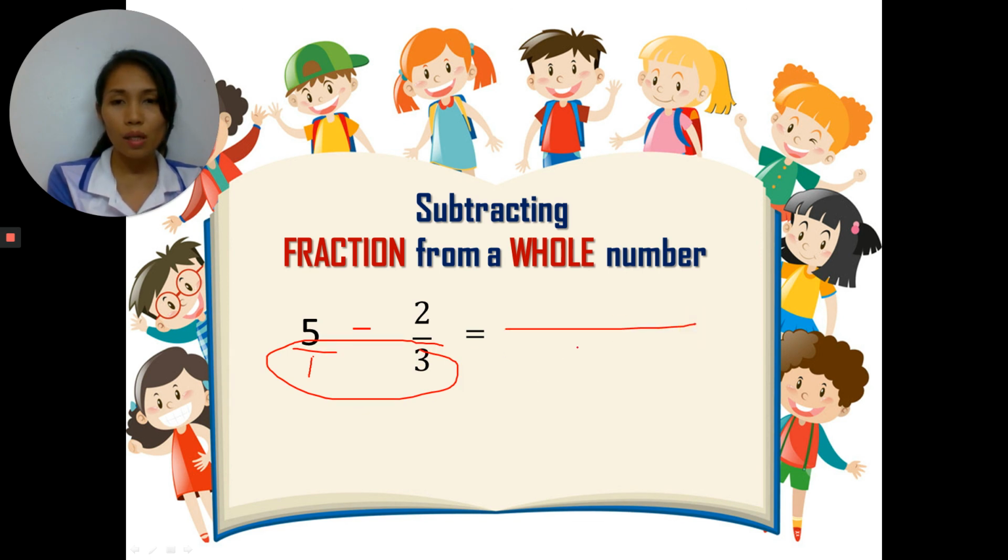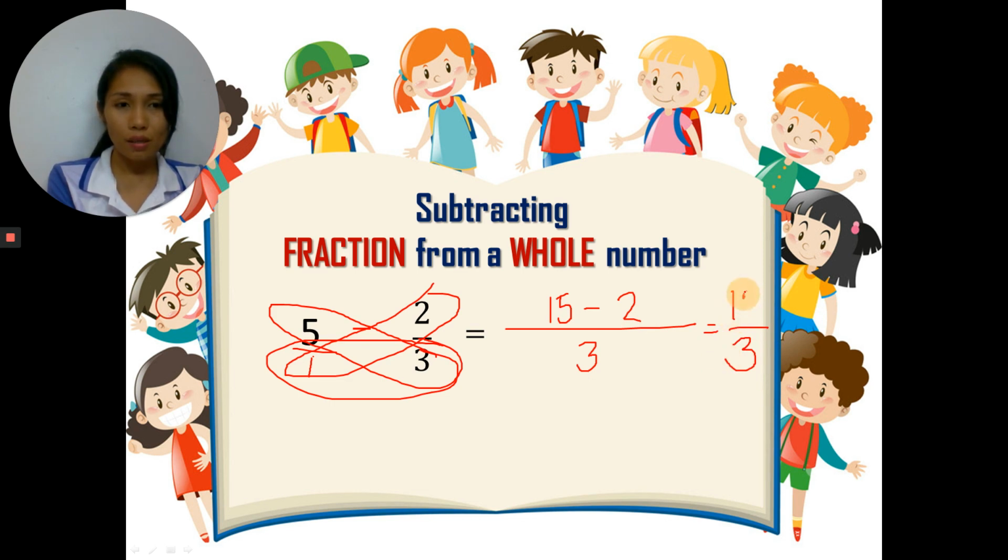So 3 times 1 equals 3. And then 3 times 5 is 15. 15 minus 2 times 1 is 2. So the denominator is 3. 15 minus 2 is 13. Now we have to convert this into a mixed number because it's an improper fraction, right? How many 3's are there in 13? 3, 6, 9, 12, 15. 5 is 15 already, so it's just 4.